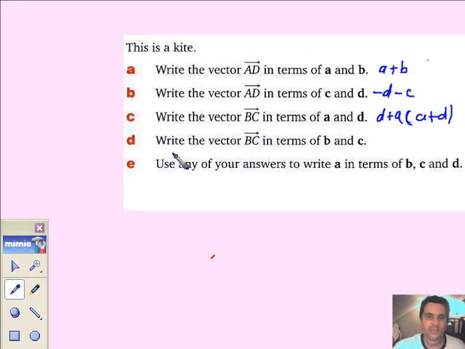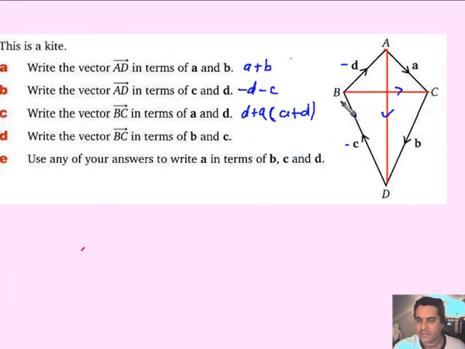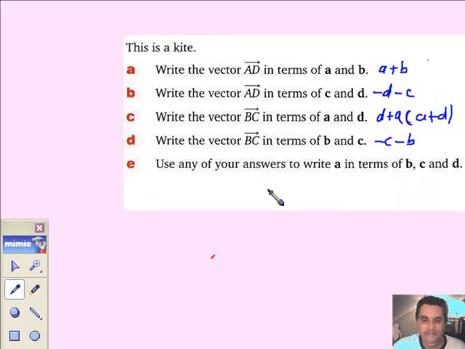Next one, write vector BC in terms of B and C. Right. So I've got to go from B to C. Therefore I must go down here to D and up there through the B. So I'm coming against the direction of C, so there's going to be minus C. And I'm going to come against the direction of B, which is minus B. Therefore it's minus C minus B, or minus B minus C.